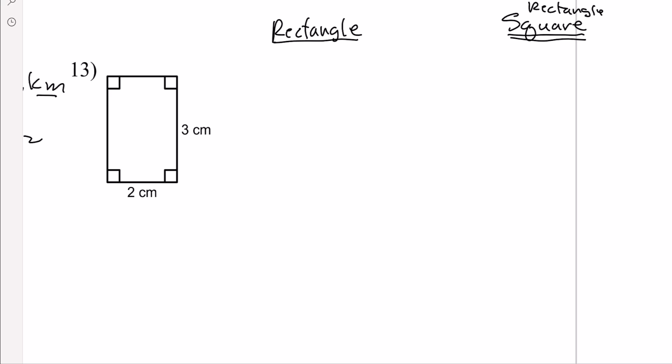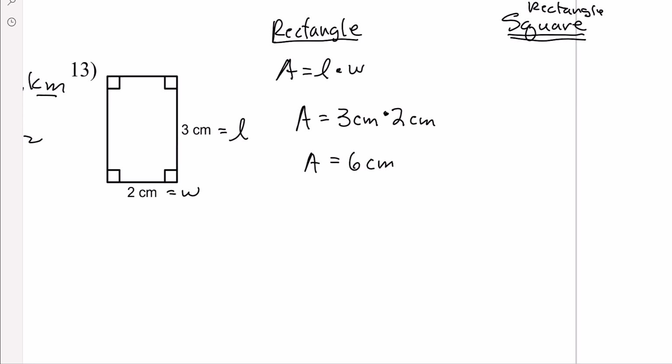The area formula for a rectangle is length times width. I would always label the longest side as length, the shortest side as width, and put it in the formula. The length is 3 centimeters times the width, which is 2 centimeters. Well, that one's easy. And then 6 centimeters squared is the area.